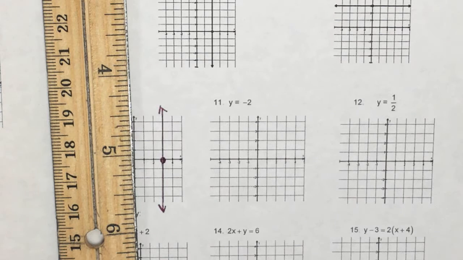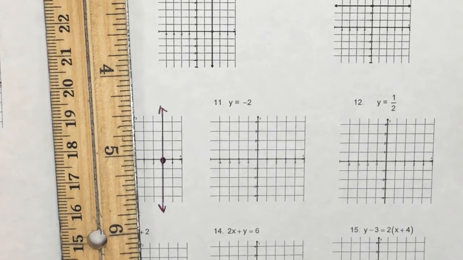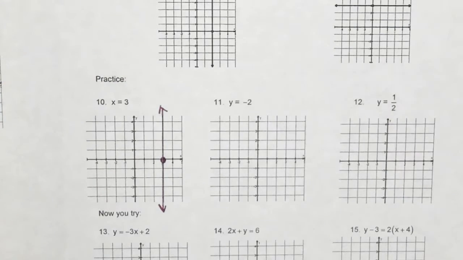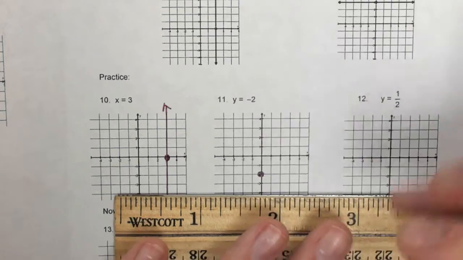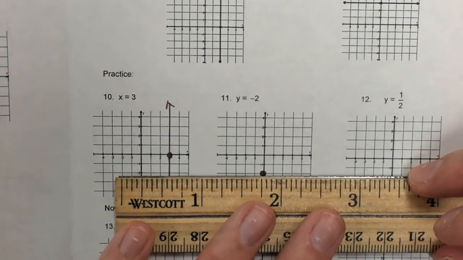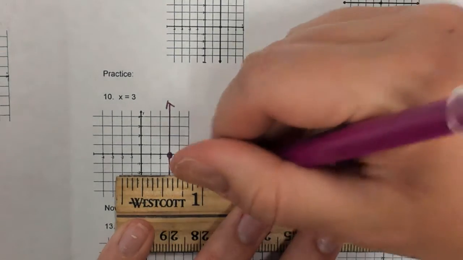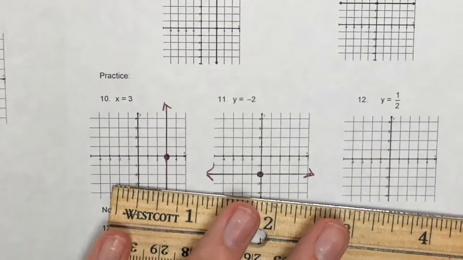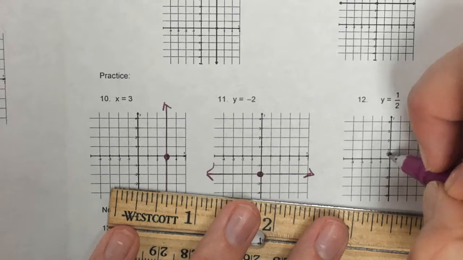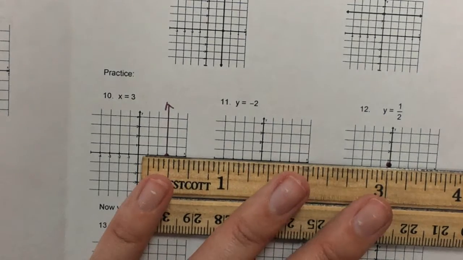Y equals negative 2. Horizontal or vertical? What do we think? Horizontal. It's a constant function, right? What we started the day with, constant function. So y-intercept and a horizontal line. And y equals 1/2 is also horizontal. It's just kind of not on a perfect point, okay?